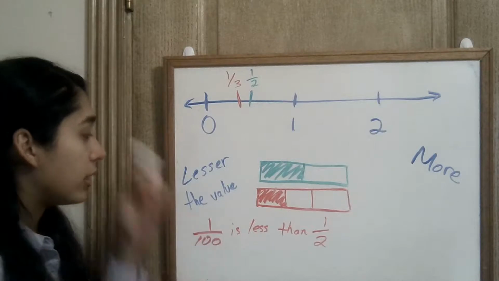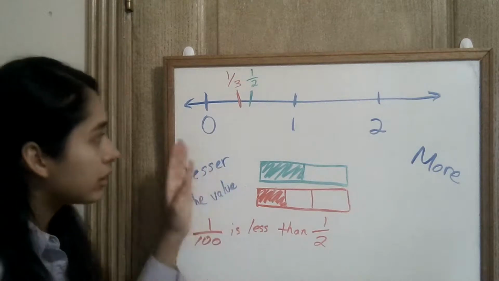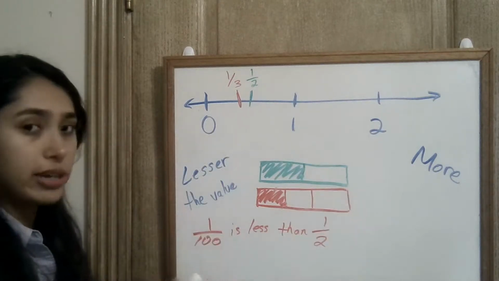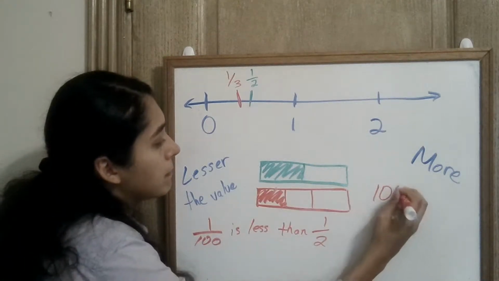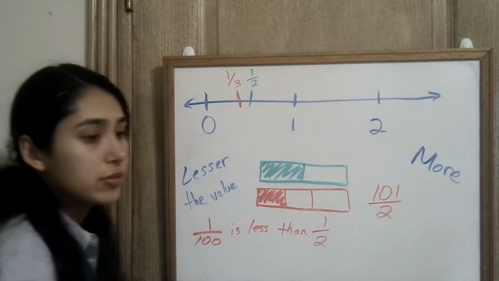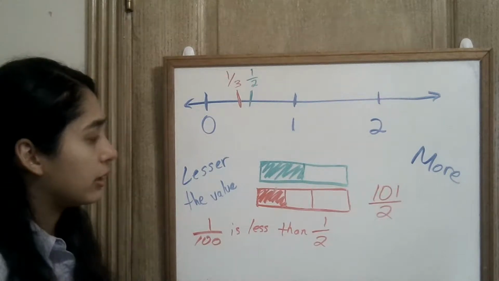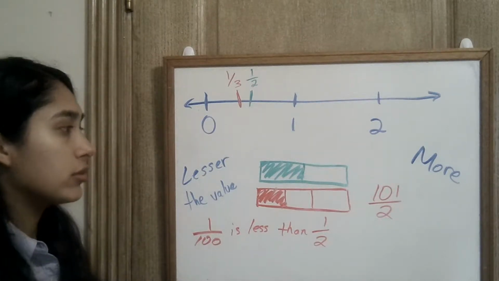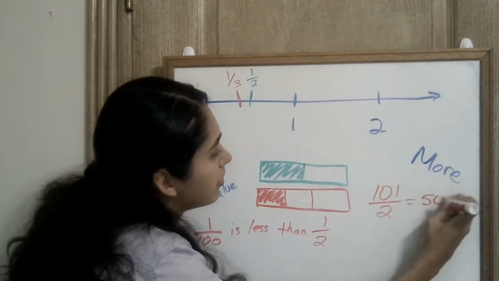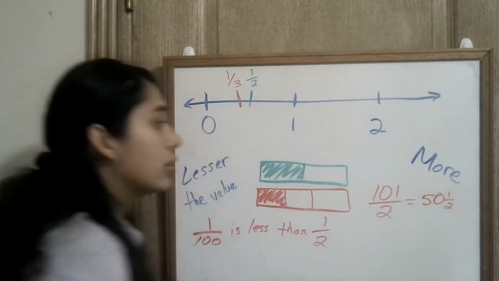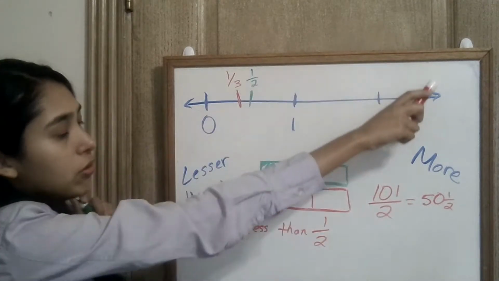Now, where we do have to be very conscious is with improper fractions. When you're dealing with the number line, you want to turn the improper fraction into a mixed number, a number like 101/2. I can't simplify that any further, but if I turn it into a mixed number, how much is 101/2? Well, it's actually just 50 1/2. I know that this is a really big number. It's going to be all the way over there.